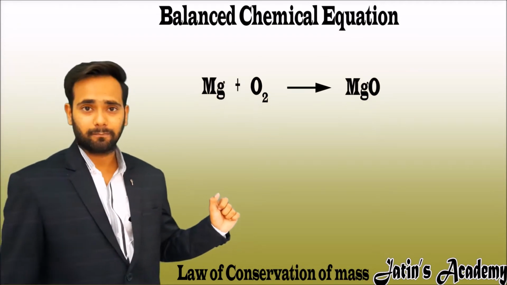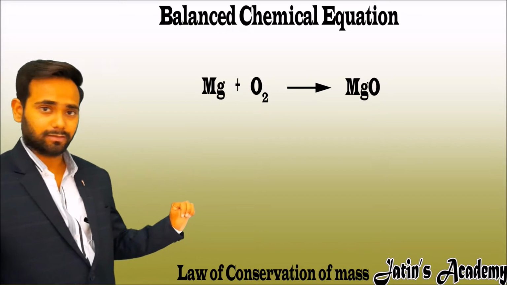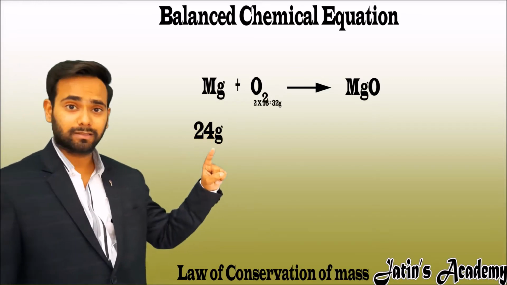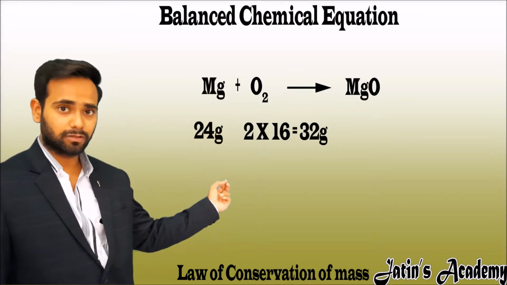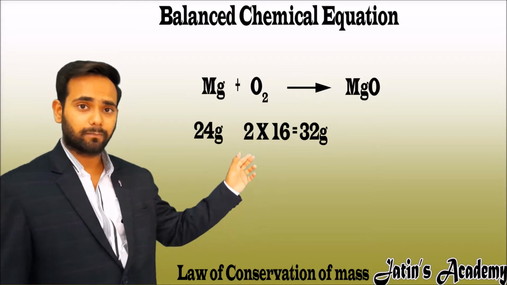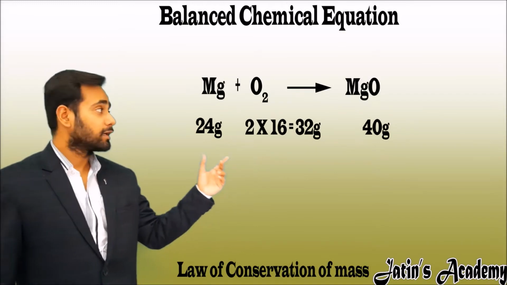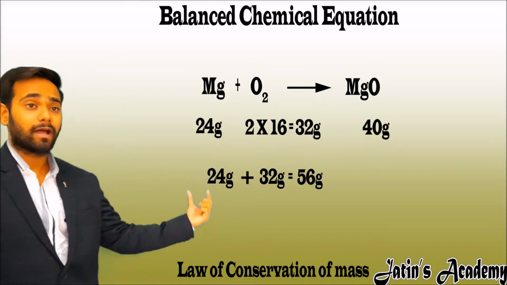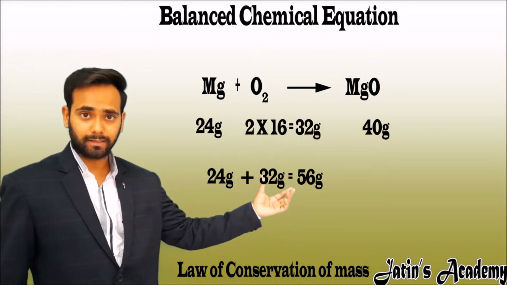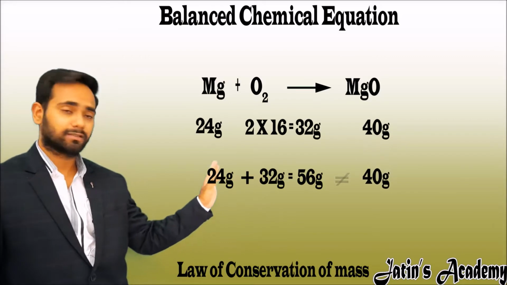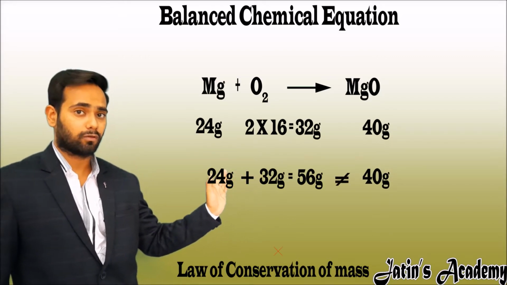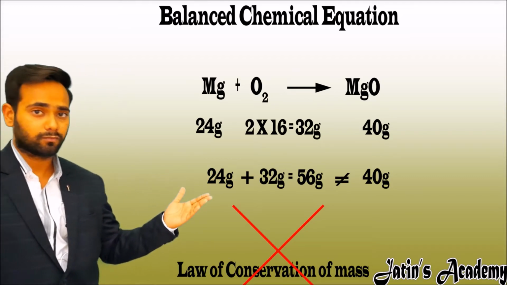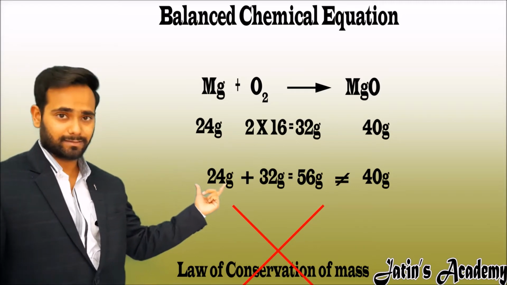Let's take the same example, the formation of magnesium oxide. Here the mass of magnesium is 24 gram and the mass of one oxygen atom is 16 grams, so 2 atoms is 32 gram. On the right side the mass of the magnesium oxide is 40 gram. Here the mass on the reactant side when we add is 56 gram and on the other side the mass of the product is 40 gram. Here 56 is not equal to 40, it means it does not follow the law of conservation of mass, so it is not balanced. Now on the basis of the law of conservation we have to balance this equation.